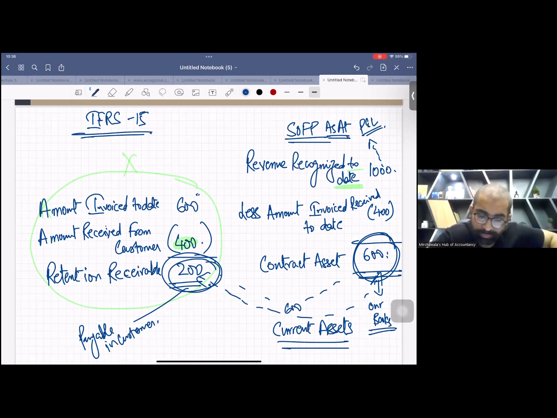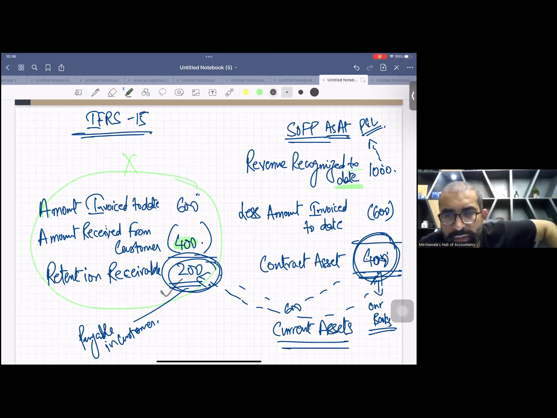So what you should do, you should write the amount invoiced here. So this will be 400, and then a separate working here for retention receivable. Okay, right. Now let's move to the question.